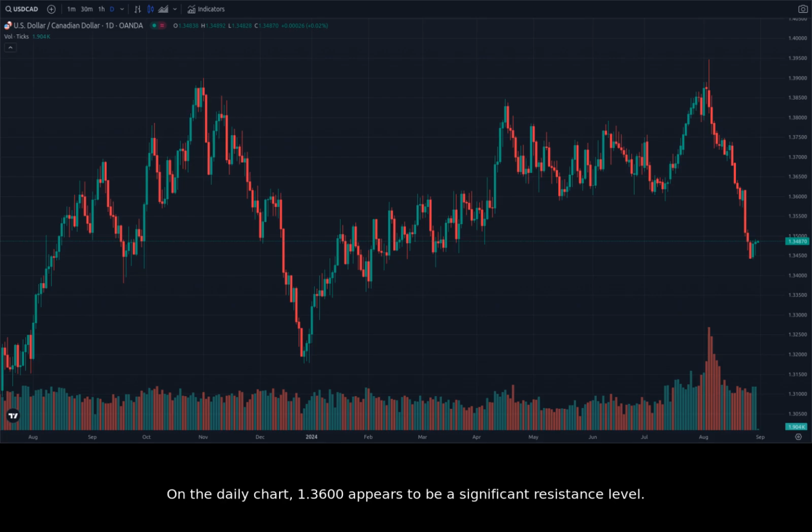On the daily chart, 1.3600 appears to be a significant resistance level. A break above this level could indicate a continuation of the upward trend. However, a failure to break through could lead to a pullback towards the 1.3400 support level. On the hourly chart, the 1.3500 support level is crucial. A break below this level could signal a stronger pullback.